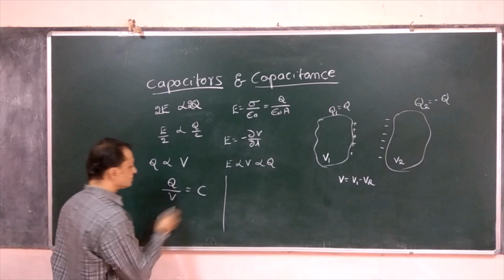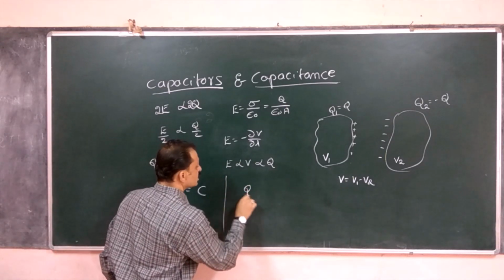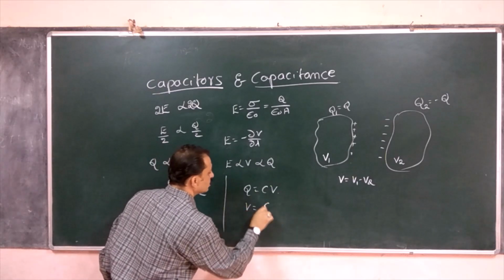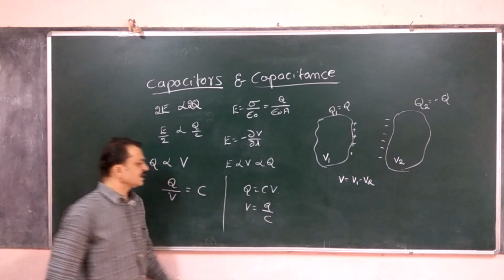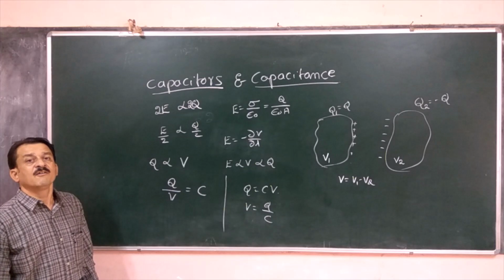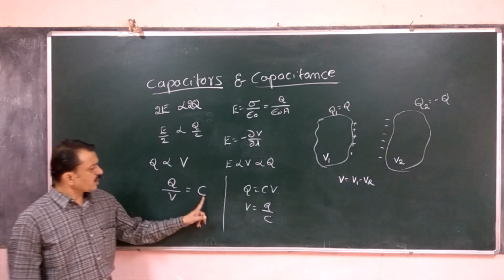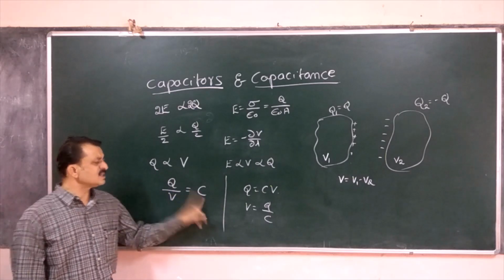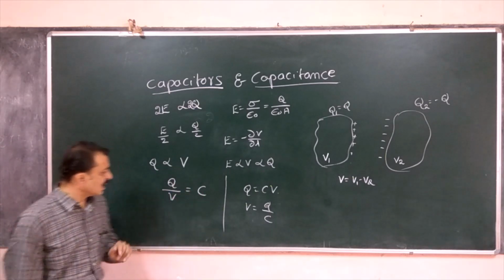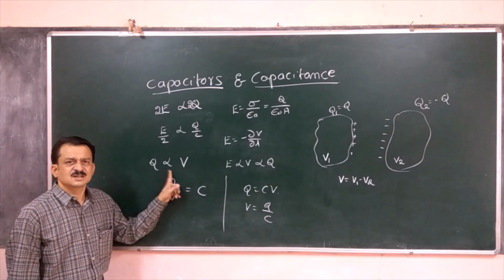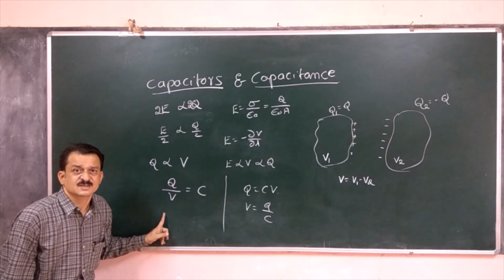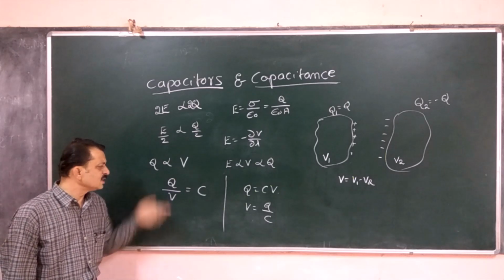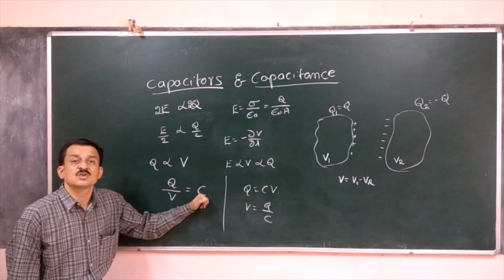Now therefore charge is equal to C into V, or the other relation, V is equal to Q by C. Like that we can write in different formats. Now capacitance is the ratio of charge to the potential. It is a constant quantity. Look here, as charge increases, potential also increases. As charge decreases, potential also decreases, so the ratio is always a constant quantity.